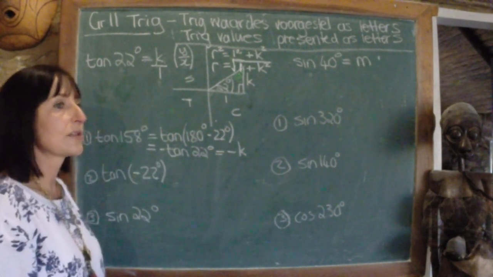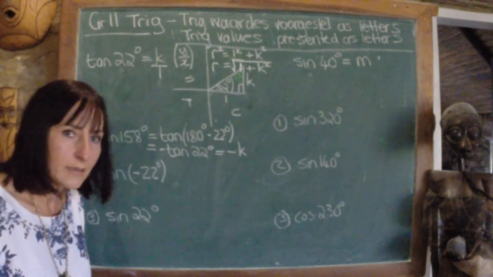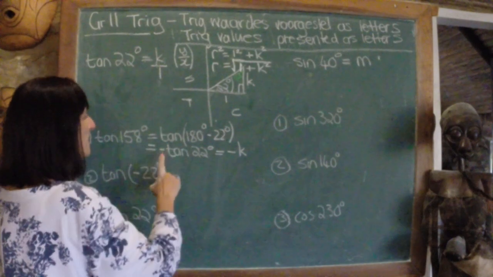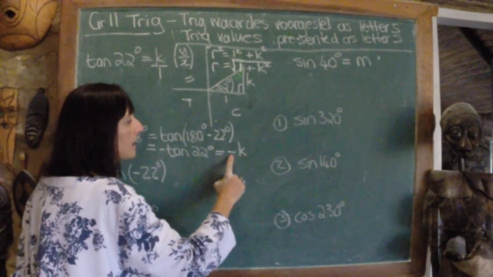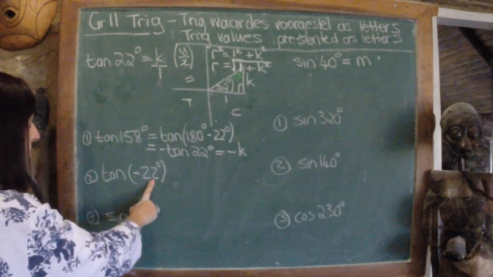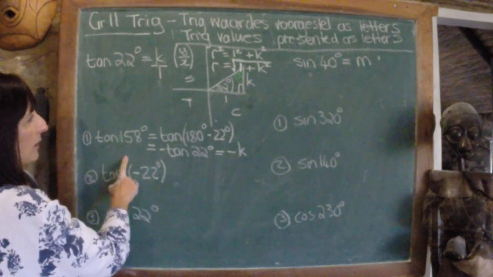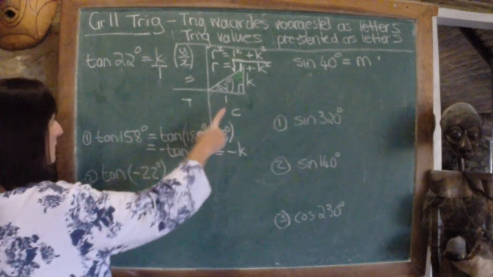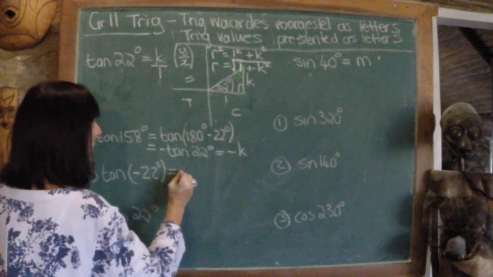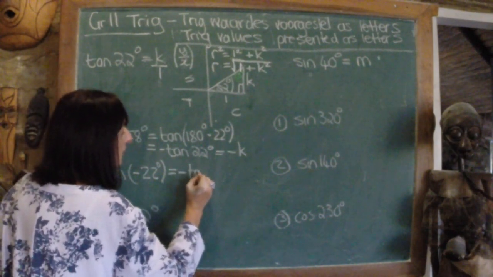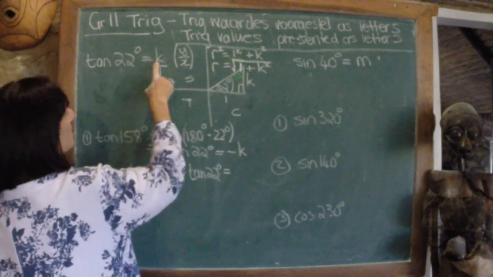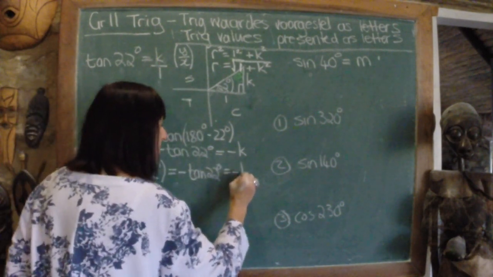I need the answers in terms of k. So dis gelyk aan, as tan 22 k is, die minus tan van 22 gelyk aan min k. Let's do this one. Tangent of minus 22, sit 'n 360 altyd vooraan, of 'n 0. Dit beteken ek is nou in hierdie kwadrant. Dit is ook gelyk aan die minus tan van 22. Baie maklik. Tan 22 is k, so dis weer eens minus k.